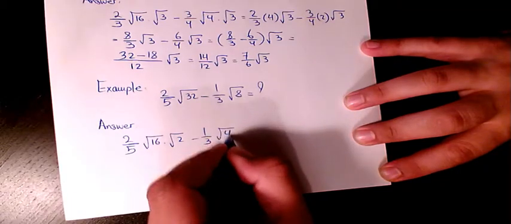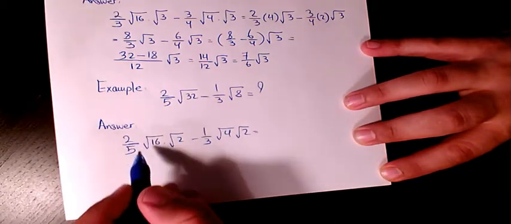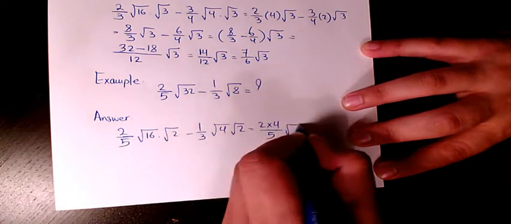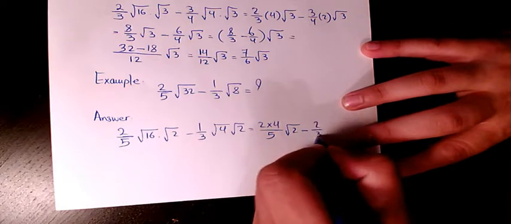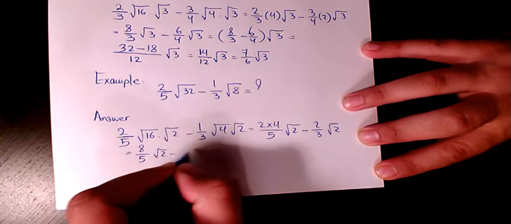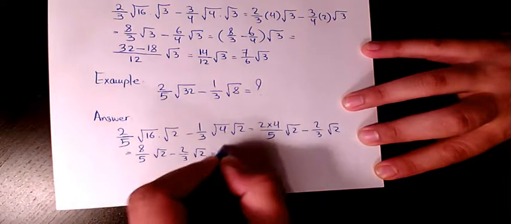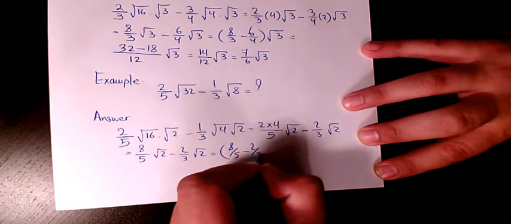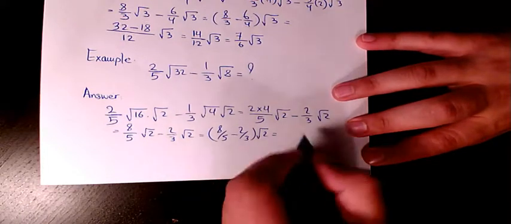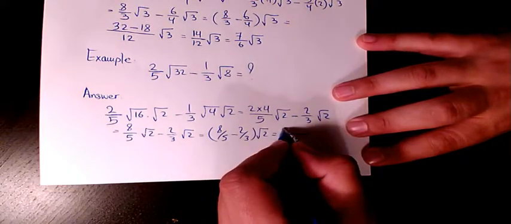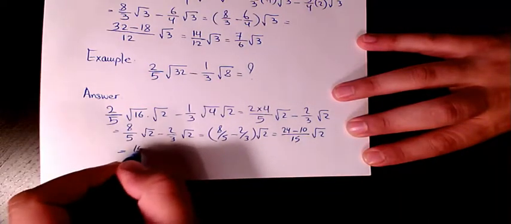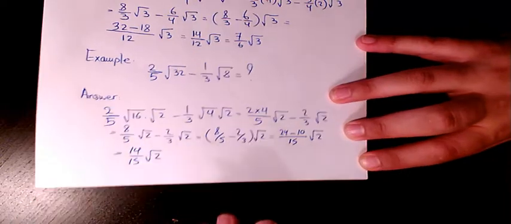and root 8 is 4 times 2, which will be 2 times 4 divided by 5 root 2 minus 2 over 3 root 2. That makes it 8 over 5 root 2 minus 2 over 3 root 2. Then it would be 8 over 5 minus 2 over 3 root 2, which will be 15. 24 minus 10 root 2, and it's going to be 14 over 15 root 2.